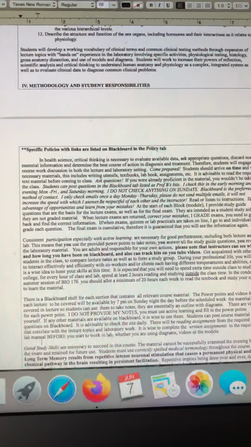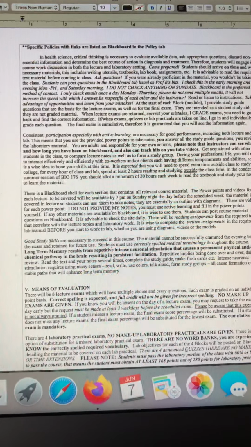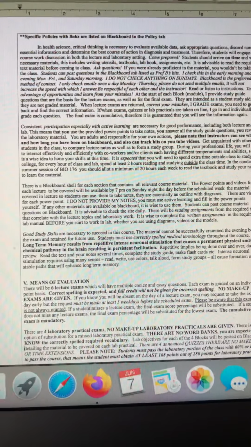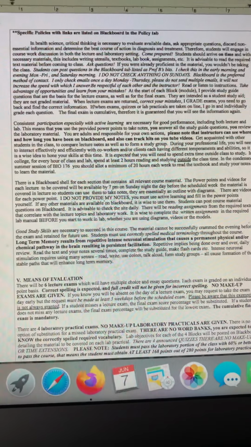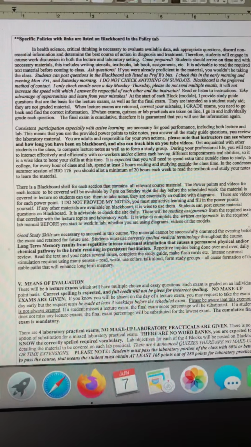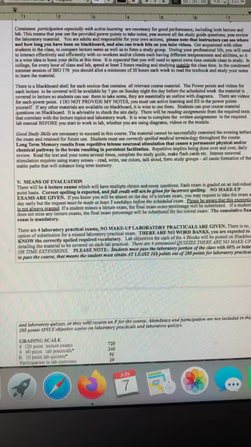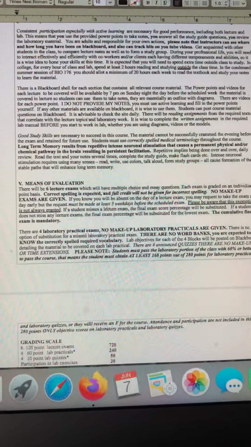One of the main things where people always want to know is go down to evaluations. When you look at evaluations, we're going to go over that more. When we look at the schedule, there are 6 lecture exams. You have to spell correctly. They're given at a specific time. There are 4 lab practicals. There are no makeups for lab practicals.